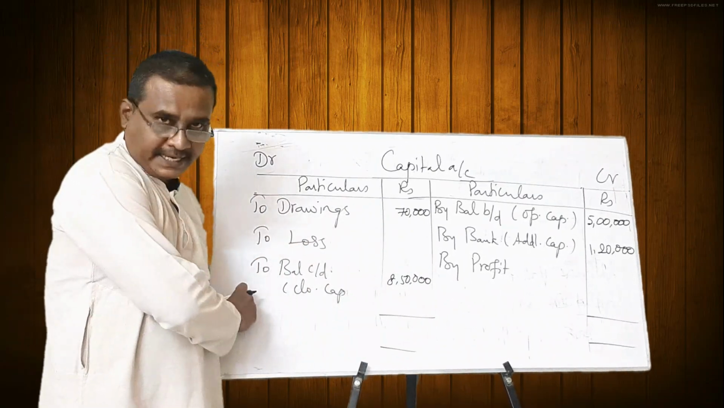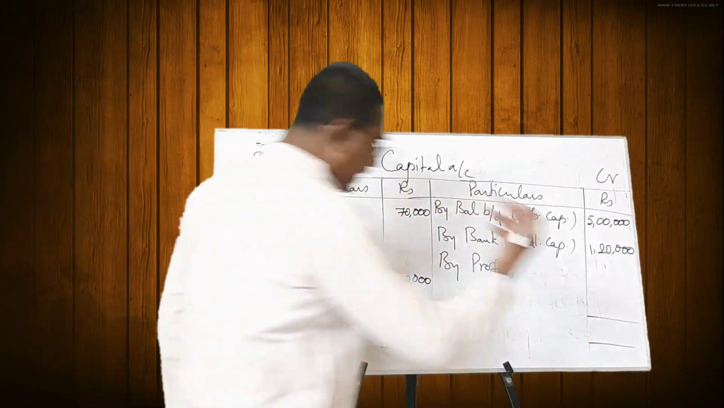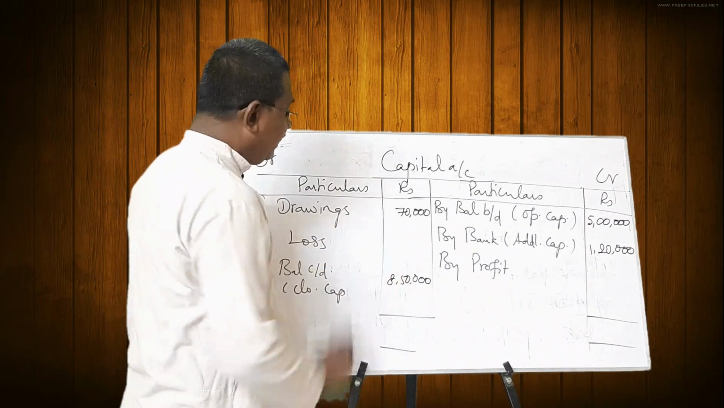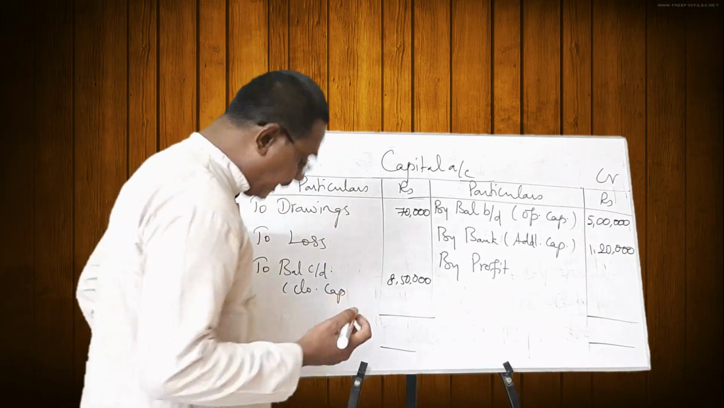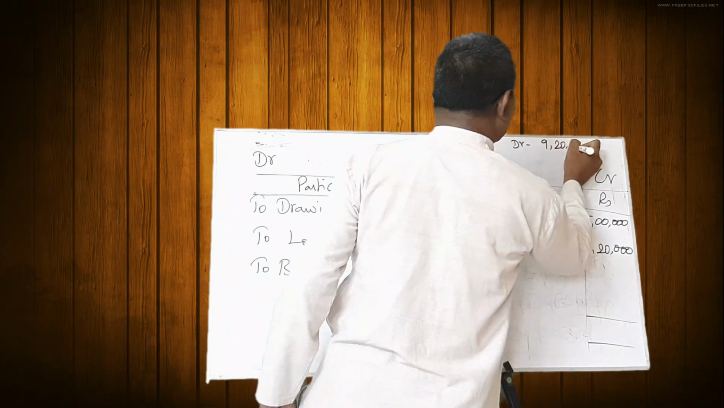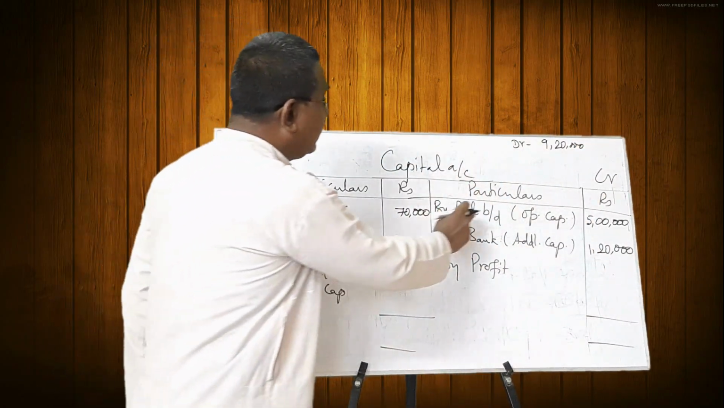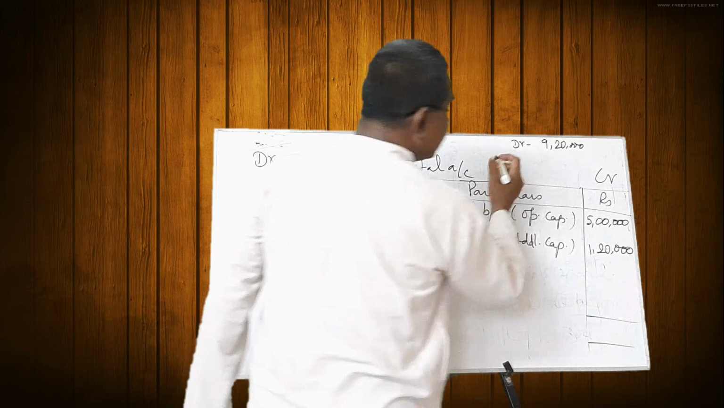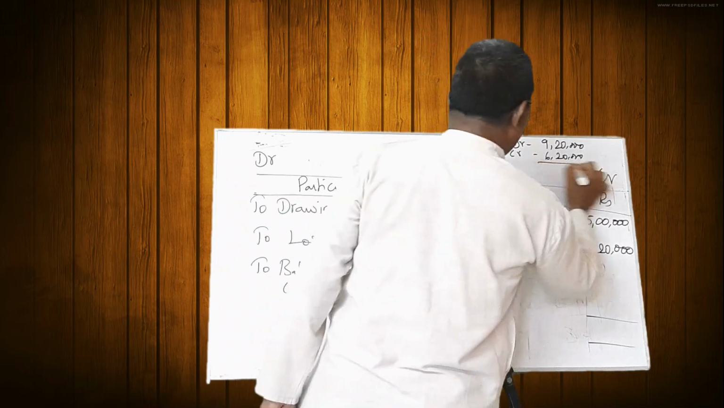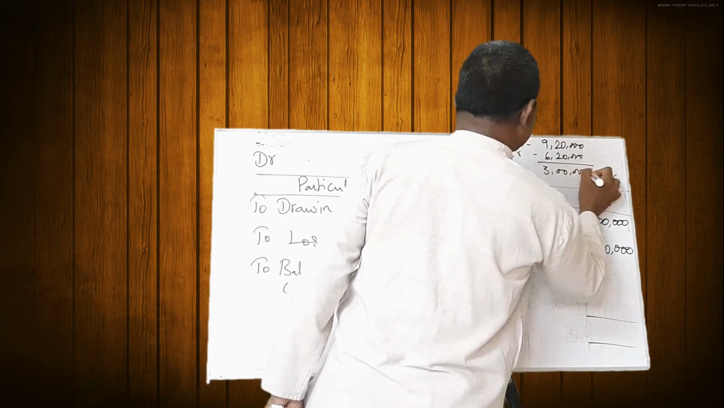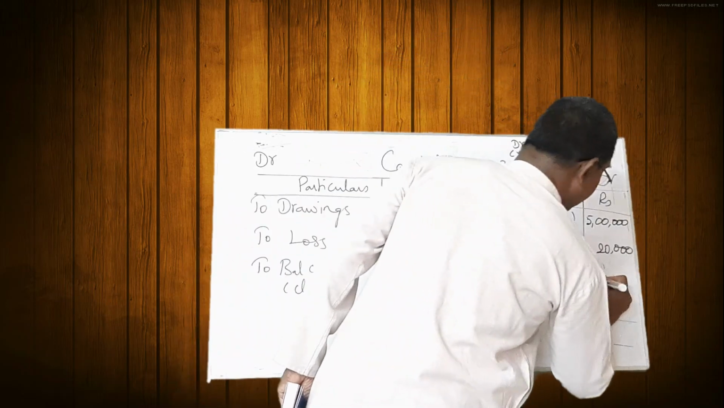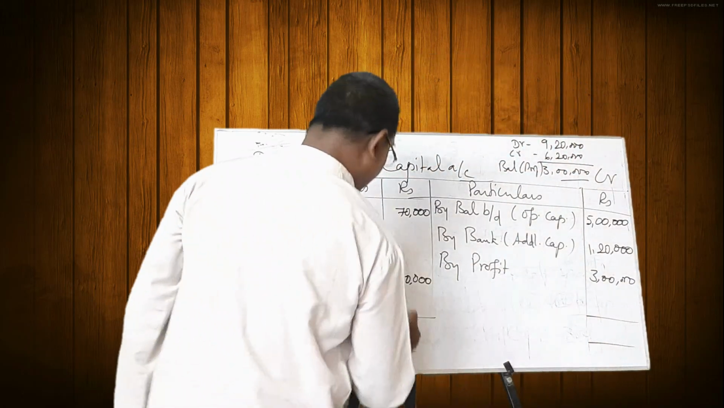Remember, if this side is exceeding, there is profit, and if this side is exceeding, there is loss. See, 8,50,000 and 70,000. On the whole, the debit total comes to 9,20,000. And we see what the credit total is. That total comes to 6,20,000. Credit total is 6,20,000 and this is the balance, and this balance is profit. We put this profit here and the total comes to 9,20,000.